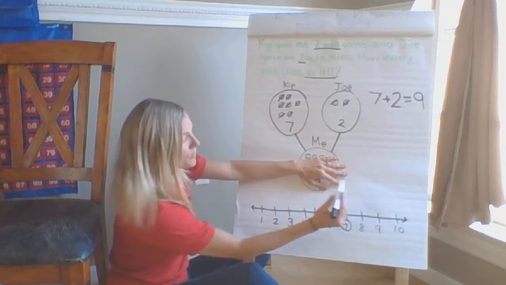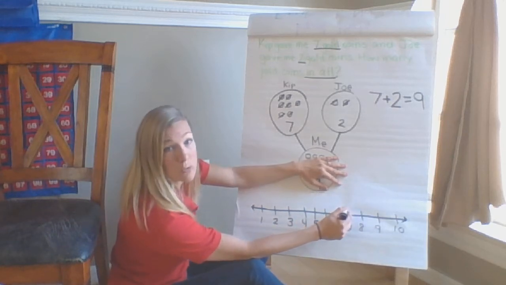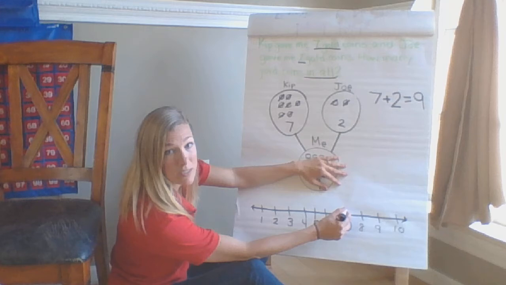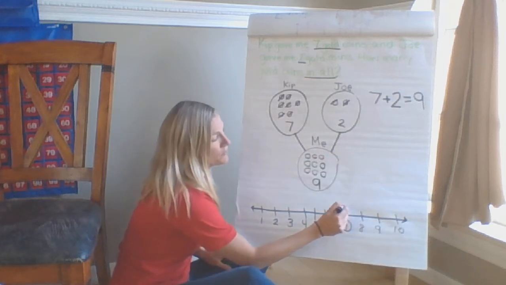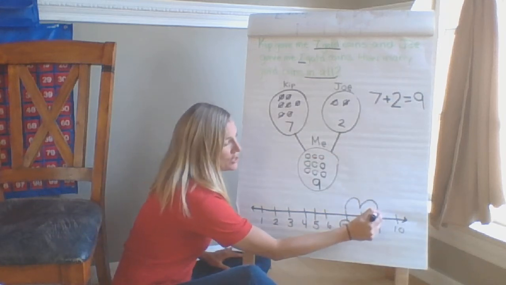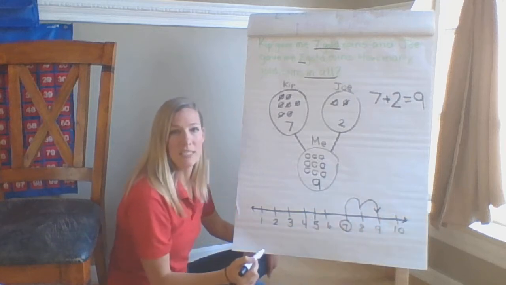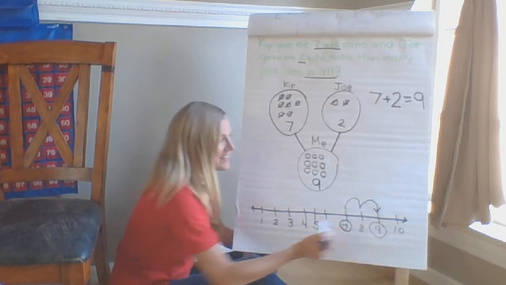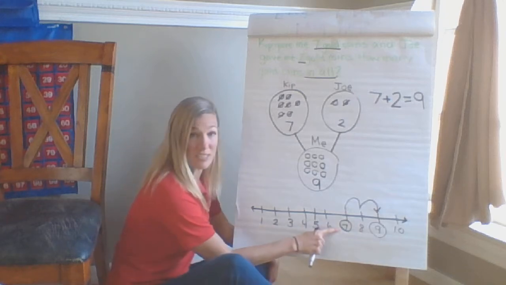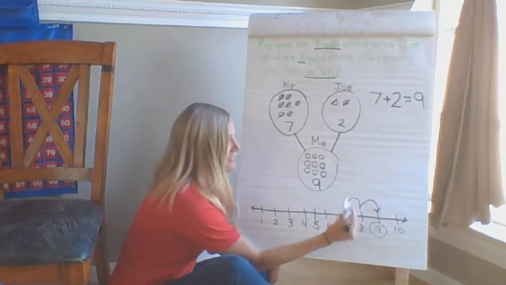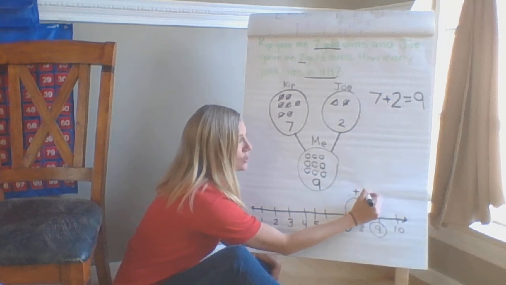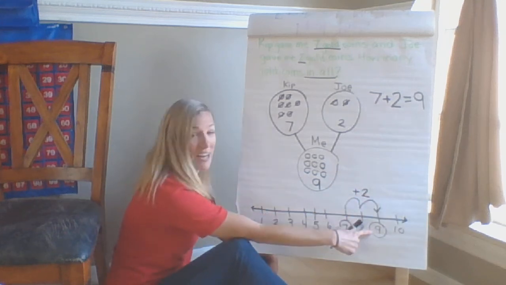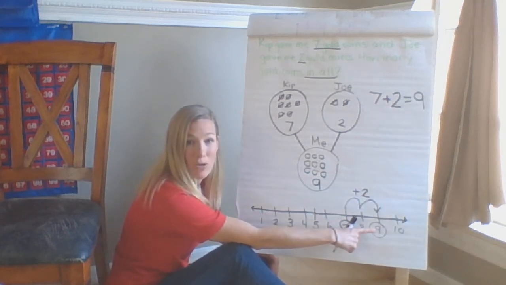2 more. So we're going to start on that 7, and we're going to count on how many times? 2 times. Here we go. 1, 2. What number did that land us on? The 9. So here's the 7 that we started with. Then we added 2 more to get us to our sum or our total.